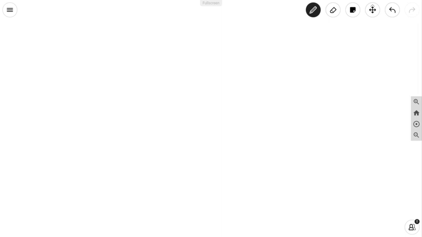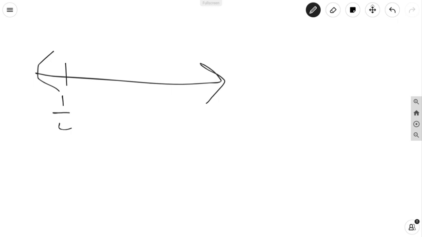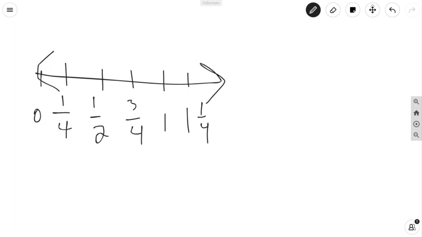So if I were to give you, and I'm just going to make up some information here, let's say we have a line plot that has 0, 1/4, 1/2, 3/4, 1, and then 1 and 1/4. Let's just say that's the line plot that we're looking at. I'll just put in some X's above a couple of them just to show you exactly what I'm talking about.